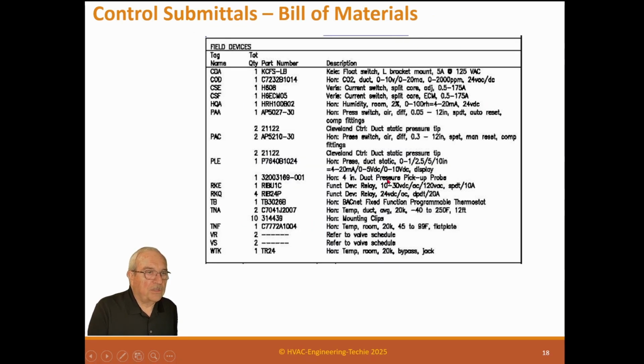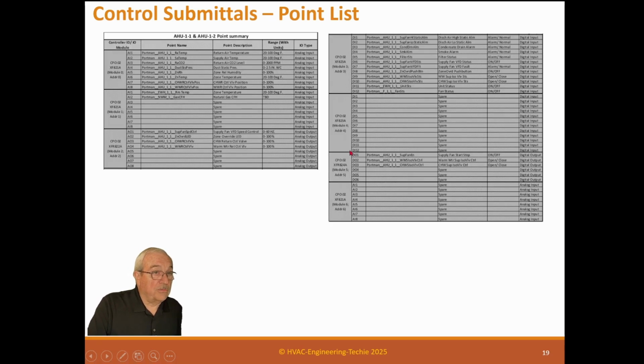This is a bill of materials, which is really important. On every drawing, they should show you exactly what bill of materials they're going to use. You can tell what the part number is and what the description is. This is a float switch on top. This is a Varic current switch. This is an alarm horn. There's just a whole bunch of things that all go into the device, and they should be on their submittal.